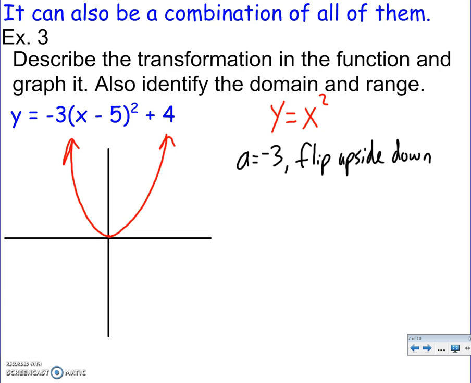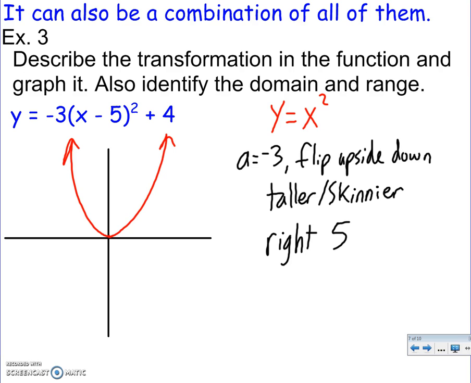And then if a is a number that's bigger than 1, remember it's 3, that makes it taller and skinnier. Taller slash skinnier, it's the same thing. So just not wide, not fat. Or I see that minus 5 inside with x. Remember, it's inside the x, that means left or right, but it's opposite. So I know that minus 5 means right 5. I need to move right 5, or shift 5 units to the right. And that plus 4 at the very end, that's the y thing, not stuck with x. That means up 4.